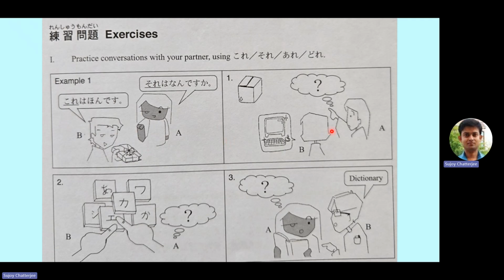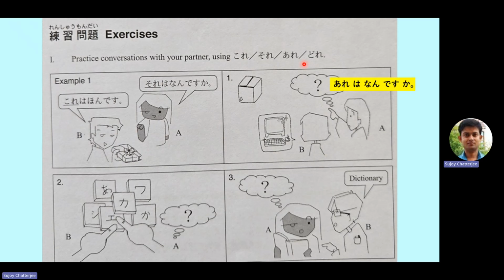The second one. Again, this is person A who is asking something and this is B who has to answer. As you can see, a box is placed here and she is asking what this box is. From this picture you can make out that it's a computer, so he has to reply that it's a computer. Now you have to use one of these and frame a question and an answer like this. Just think what she will ask, and depending on the position of this object from both of them, you have to use one of these words. So what will it be?